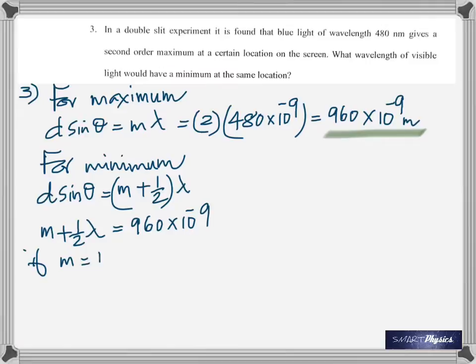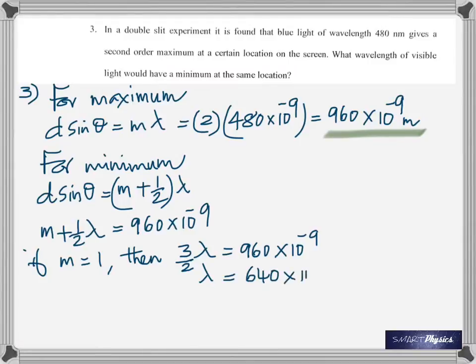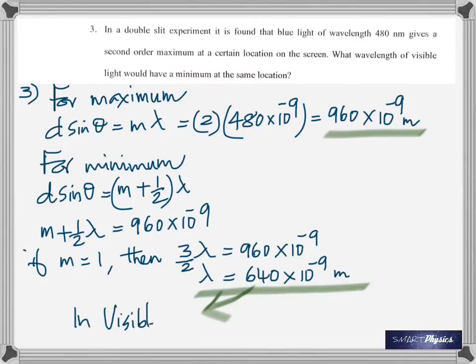And then I could find the value of lambda. Assuming that m is 1, then you would get 3 by 2 lambda, because you would have 1 plus half, which is 3 by 2. And then lambda would be 640 times 10 to the negative 9 meter. And this wavelength is in the visible region. So that means that's the wavelength that would produce a minimum at the same location.